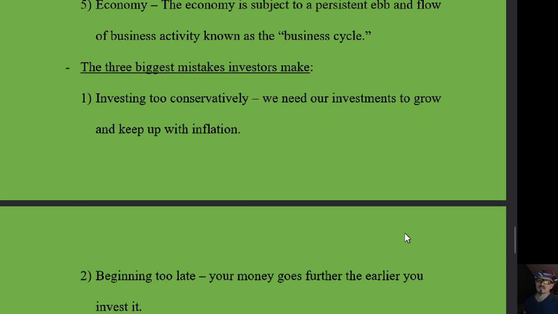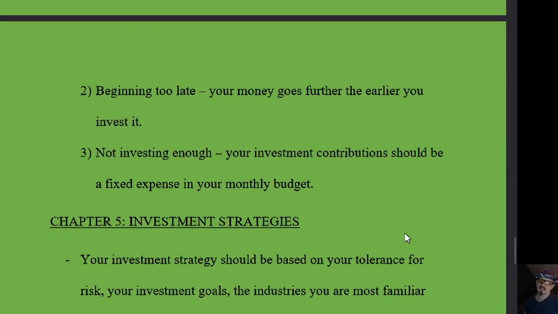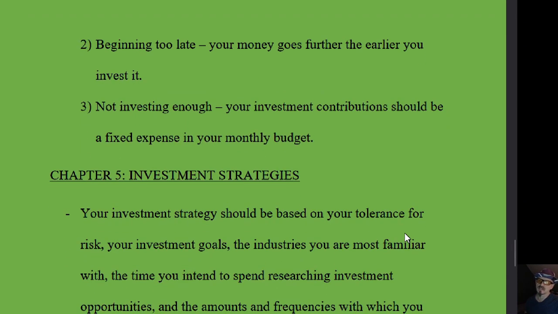The 3 biggest mistakes investors make. 1, investing too conservatively. We need our investments to grow and keep up with inflation. 2, beginning too late. Your money goes further the earlier you invest it. 3, not investing enough. Your investment contributions should be a fixed expense in your monthly budget.